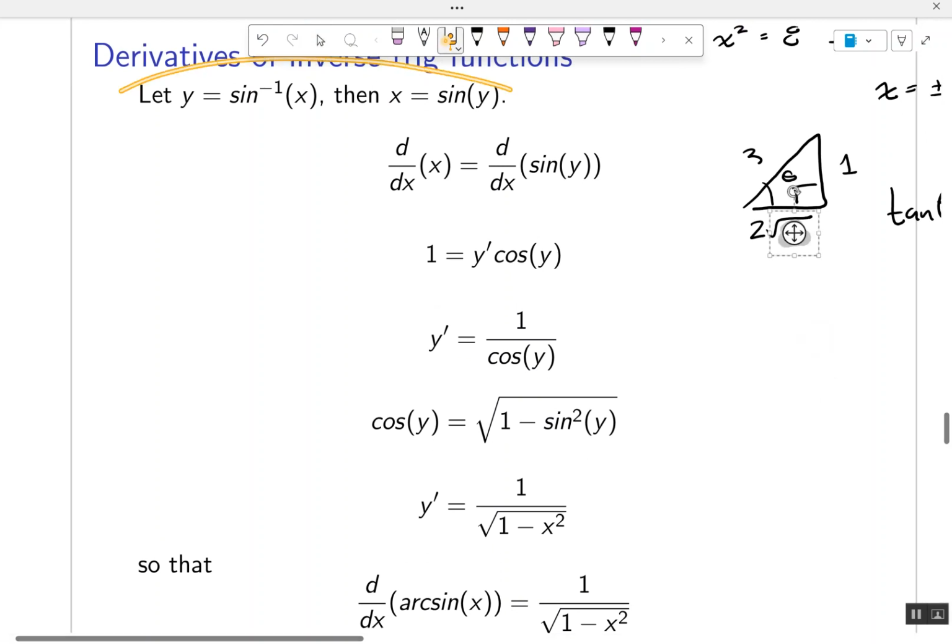So we have y equals sine inverse of x. That means x equals sine of y. So we have x equals sine of y, and we take the derivative of both sides. On the left, we have 1, and on the right, we have cosine of y times the derivative of the inside by the chain rule, which is y prime. Now we get y prime by itself by dividing both sides by cosine. So y prime equals 1 over cosine of y.